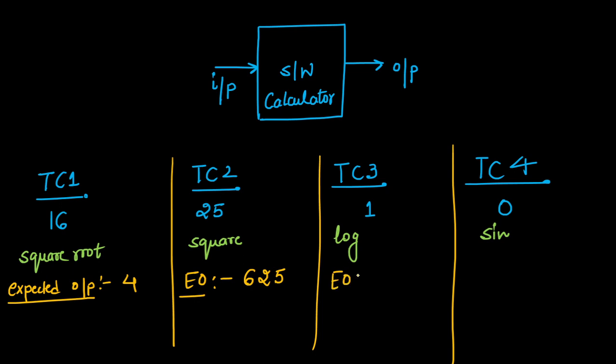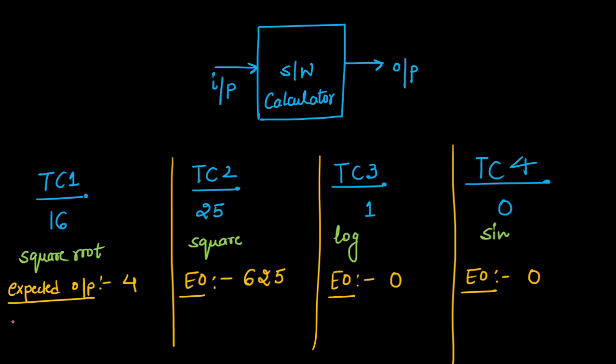Here the expected output will be 625. What will be the expected output over here? The expected output will be 0. Log 1 with respect to base 10. Okay, I think it's 0 only. Check once, you people can check it, that log 1 with respect to base 10. Log 1 base 10 is 0 only. Okay, now here the expected outcome is again sine 0, so 0. So this is the expected output.